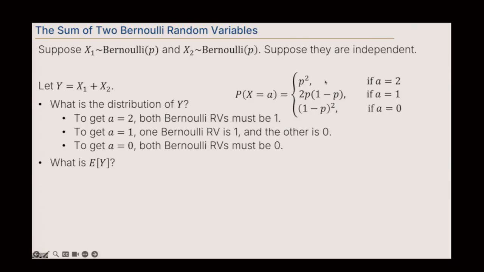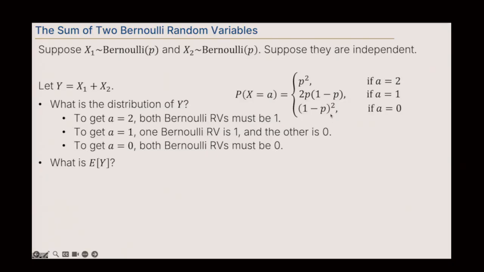Well, it's going to be like this. There's going to be a p squared chance you got 2 heads, let's call it. You have a 2p times 1 minus p chance that you got 1 heads. Okay, there's 2 ways to get it. And then there's a 1 minus p squared chance that you had 2 tails.